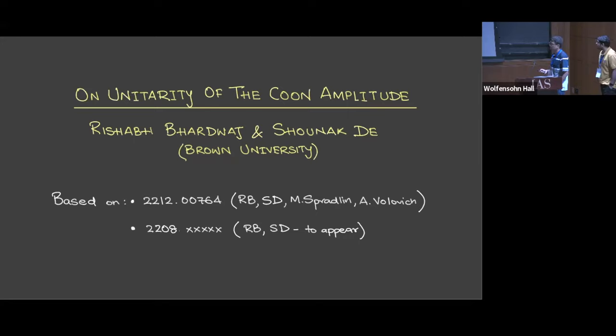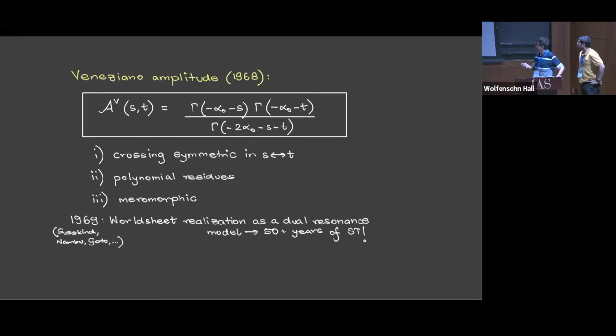Hello, everyone. So in the next 4 minutes or so, we're going to continue to talk about some more recent progress into the longstanding question about the uniqueness of the Veneziano amplitude. The problem dates back to 1968 when Gabriel Veneziano wrote down his famous amplitude. And that came about as a consequence of the bootstrap constraints, namely the amplitude should be crossing symmetric in the Mandelstam S and T, it should have polynomial residues, and it should have only simple poles in the Mandelstam S and T, which is the condition of meromorphicity.